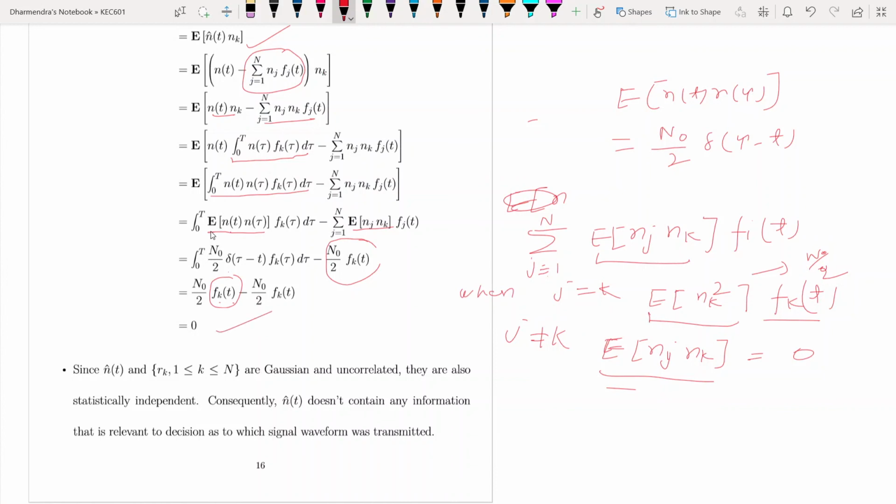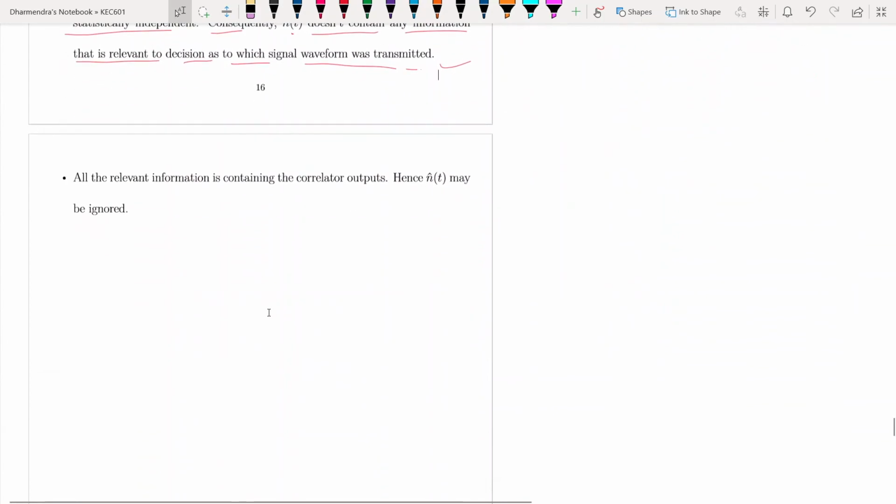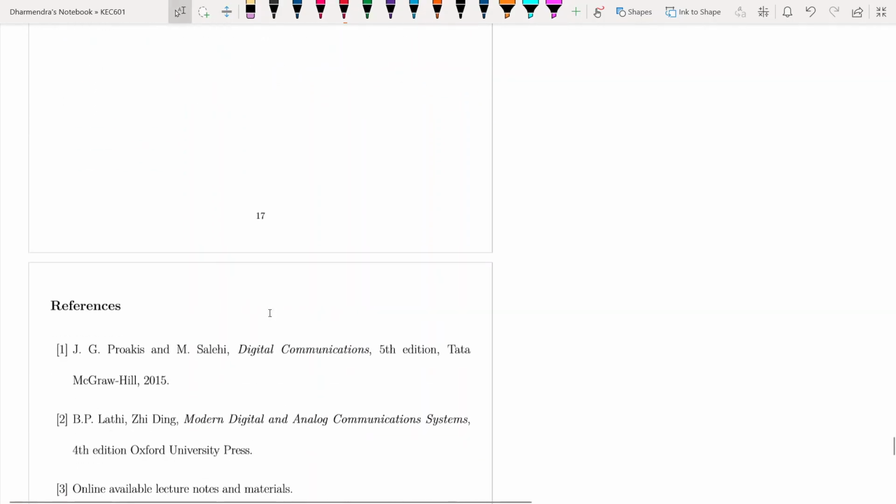So this shows that n hat of t and the random variable rk are Gaussian and uncorrelated. They are also statistically independent. Consequently, n hat of t doesn't contain any information relevant to deciding which signal waveform was transmitted. So the correlator outputs are sufficient statistics for making the decision. All relevant information is contained in the correlator outputs, hence n hat of t may be ignored for analysis purposes.